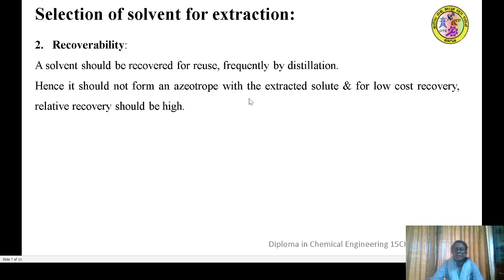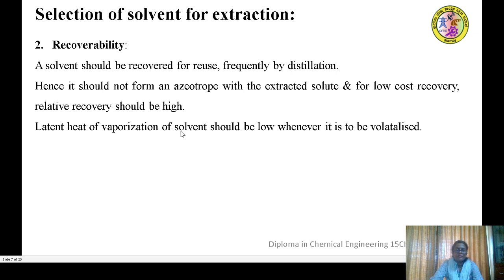So if it is not forming an azeotrope, or if it is forming a solution having high relative volatility, then that is the right kind of solvent for the given operation, so that it can be easily recovered without much expenditure and can be used as a suitable solvent. Also, the latent heat of vaporization of the solvent should be low whenever it is to be volatilized. Distillation always involves vaporization of the mixture. So if that vaporization is to be done with the solvent, then it is required that the latent heat of vaporization is lesser. So that is all about recoverability.